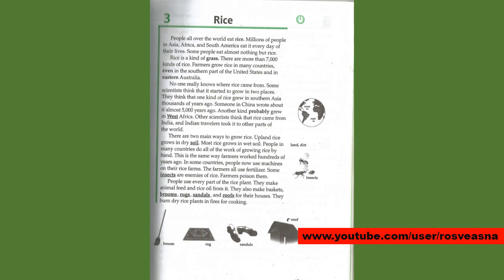They make animal feed and rice oil from it. They also make baskets, brooms, rugs, sandals, and roofs for their houses. They burn dry rice plants in fires for cooking.